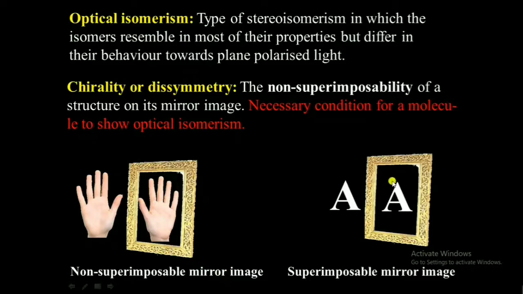Whereas if you take this example, it's the alphabet A, and this is the mirror image of A. You can superimpose this mirror image on the object, so this is a superimposable mirror image. If a molecule's structure is non-superimposable on its mirror image, that molecule is chiral, or has chirality, or is dissymmetric, and that molecule will show optical isomerism. We will see this in detail.